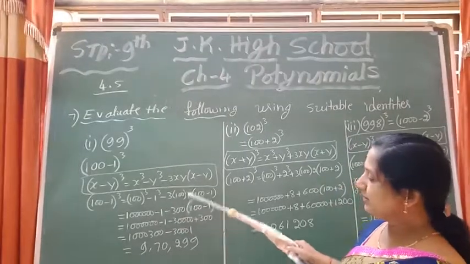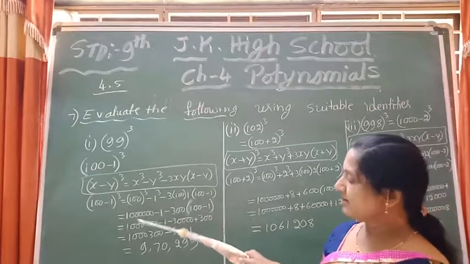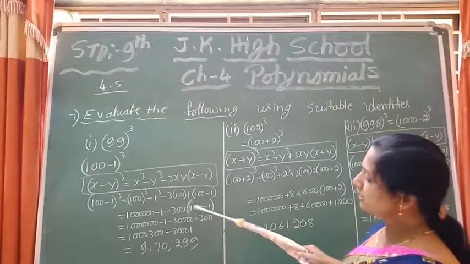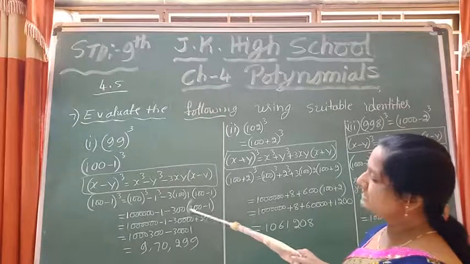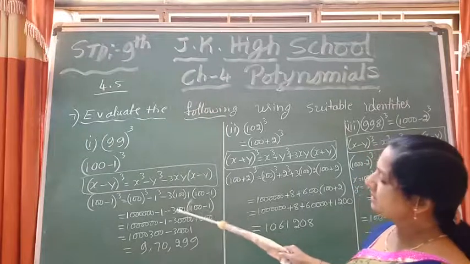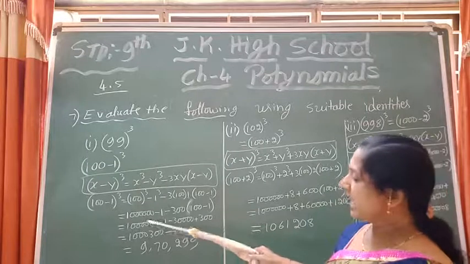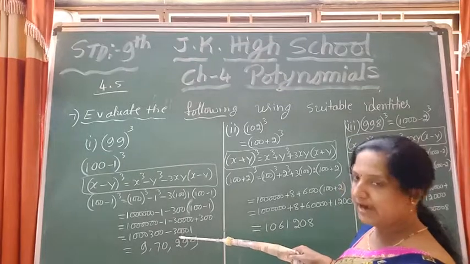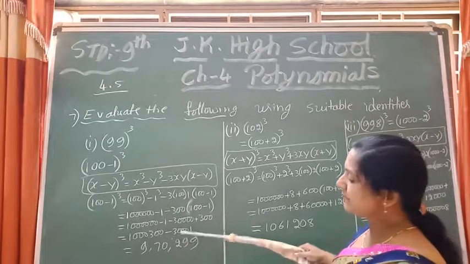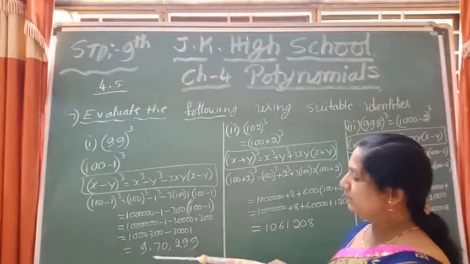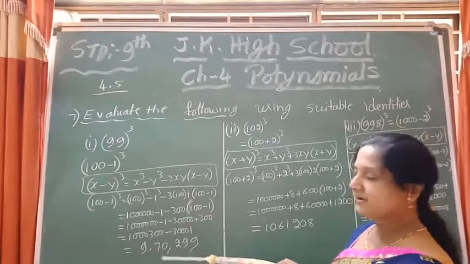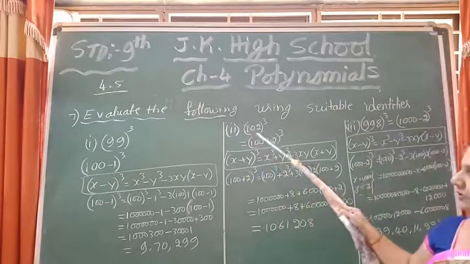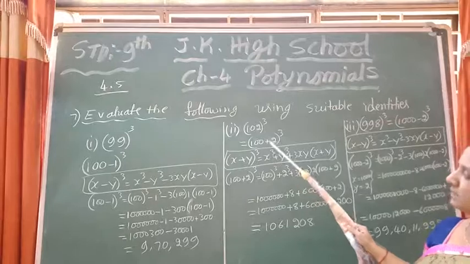3 into 100, 300. 100 minus 1 as it is. Now I have written the same number, minus 1, 300 into 100. See 2 zeros here, 2 zeros here, 4 zeros it comes. 3 1s are 3. So minus into minus plus. 300 1s are 300. So plus values you add and write, minus values you add and write. Then afterwards you subtract this from this, and you are going to get this value: 9,70,299. In the same manner, you have to write 102 whole cube as 100 plus 2 whole cube.